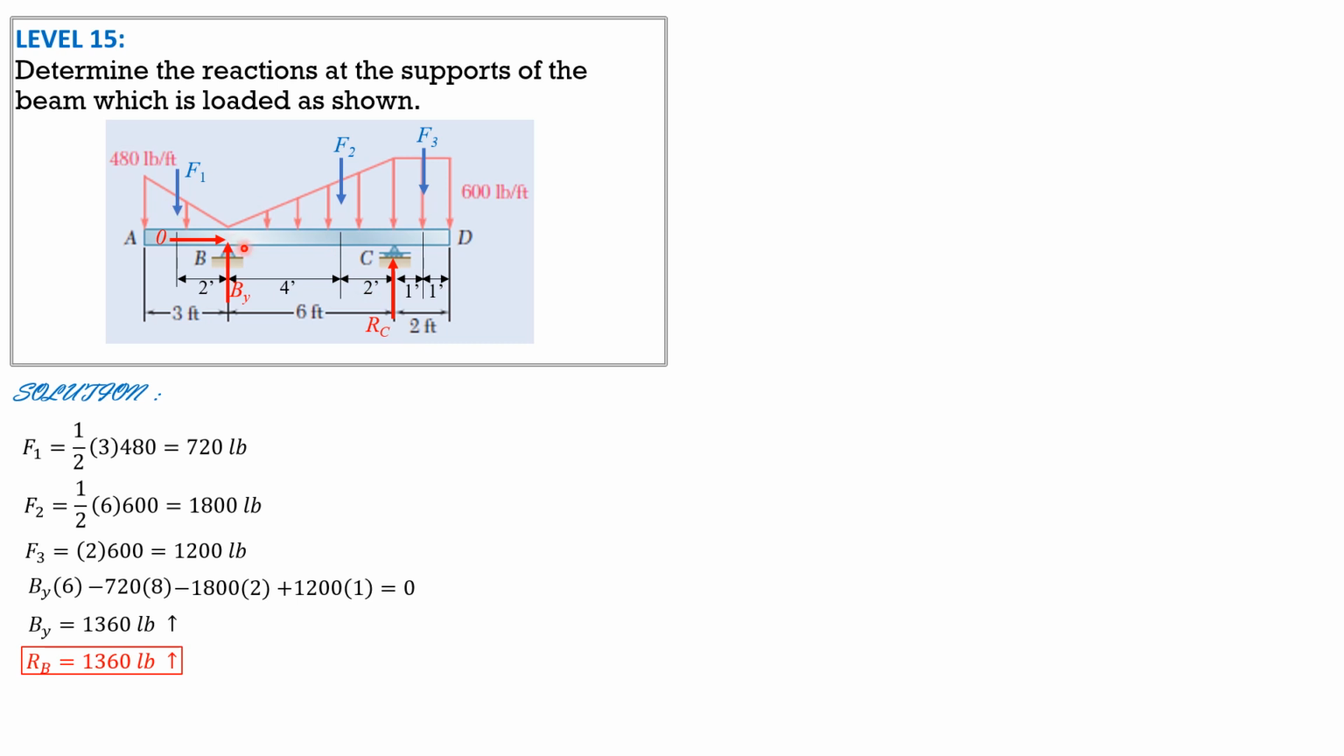Then summation of moments about B equals 0. So R sub C times 6, counterclockwise positive, plus F1 720 times 2, minus F2 1,800 times 4, then minus F3 1,200 times 7 equals 0. So R sub C is equal to 2,360 pounds upward. So that's it.